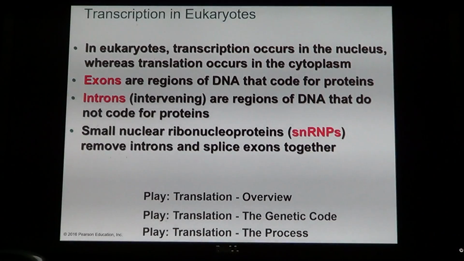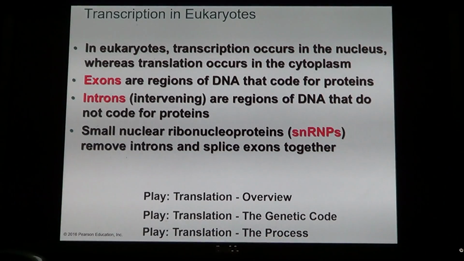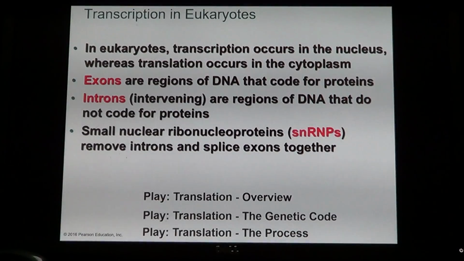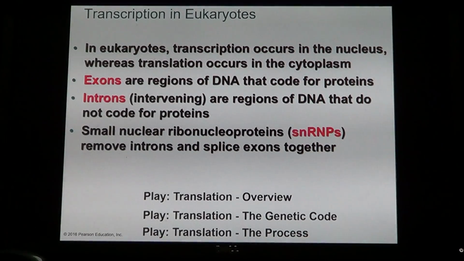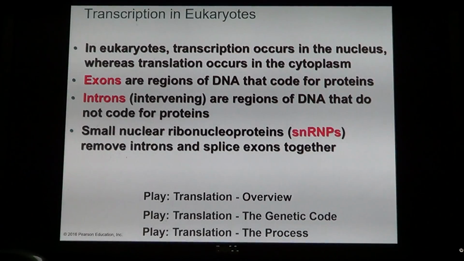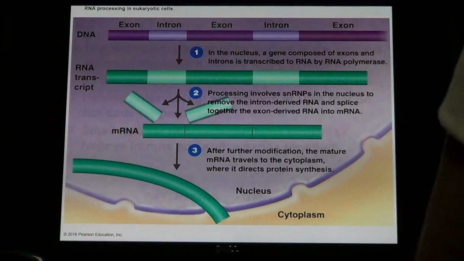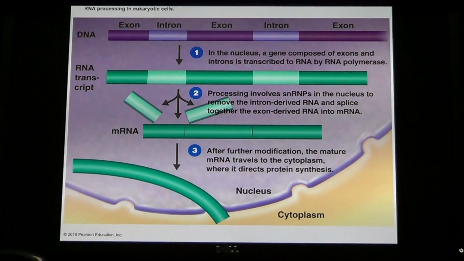Now exons and introns is a very interesting concept. Small nuclear ribonucleoproteins, or snRNPs, can splice and remove introns from exons. So exons are regions of DNA that code for proteins, and introns are intervening regions of DNA that don't code for proteins. Why do we need this? For proofreading, to make sure that we read correct information. It's one of the points of control.